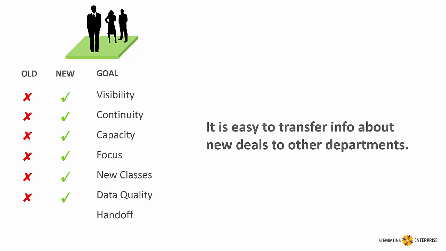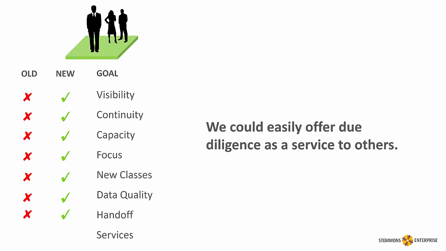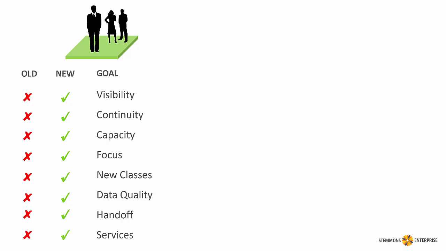So once a deal is done, how does the operations or the asset management team get all of the information associated with the deal in a clean and elegant way? And finally, the gold standard question is, could we easily offer due diligence as a service to others? With a traditional acquisitions team, that was very difficult, but in this new model, it's no problem at all. So how do we get here?